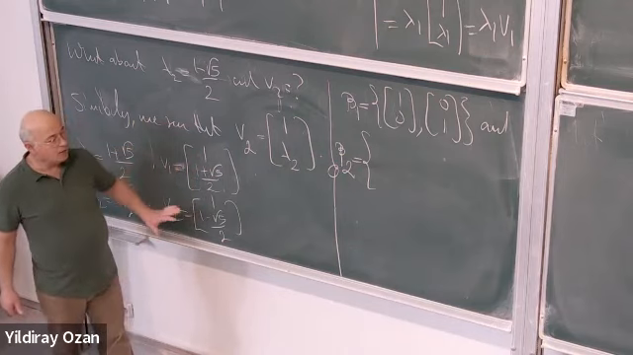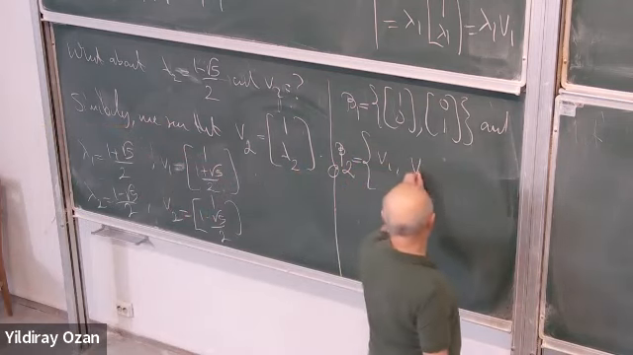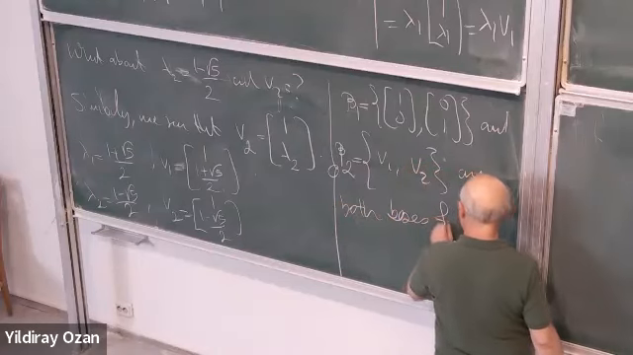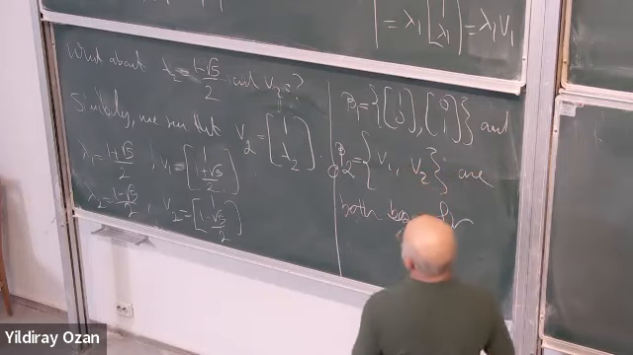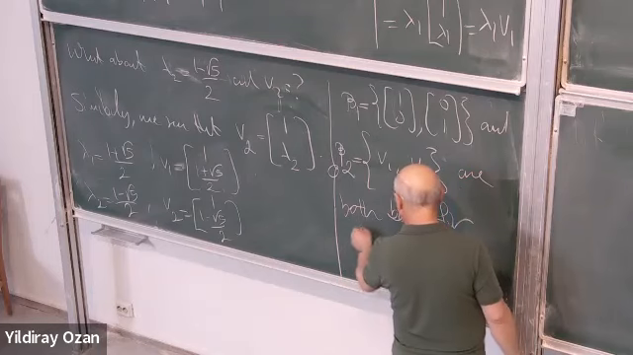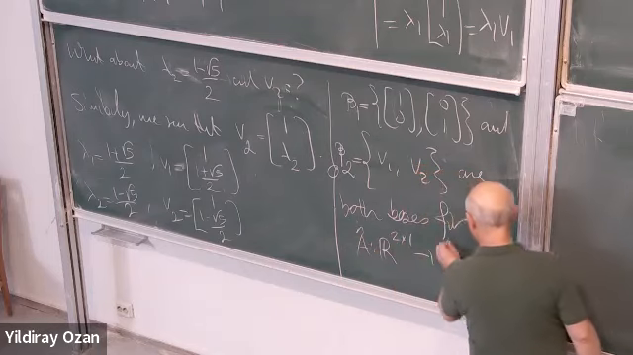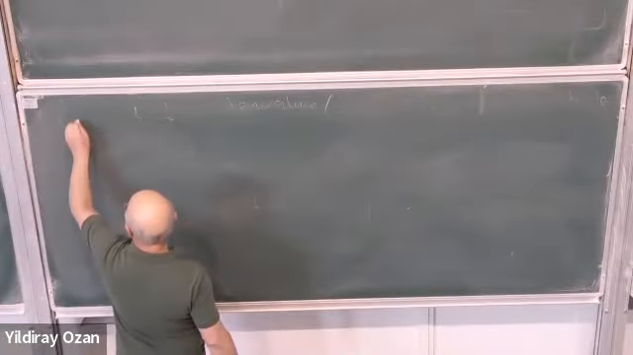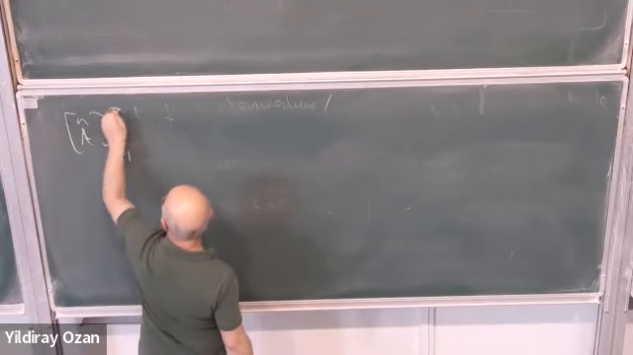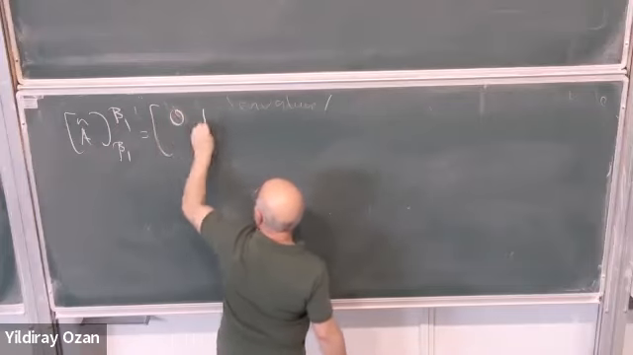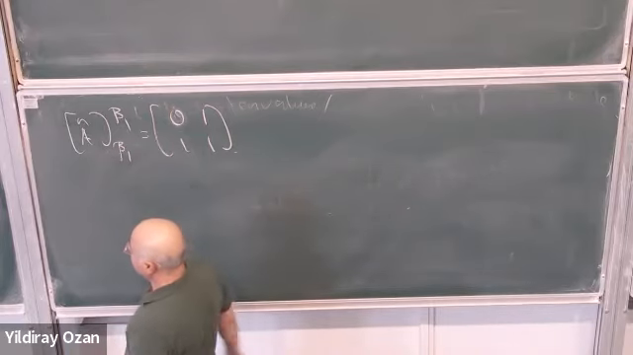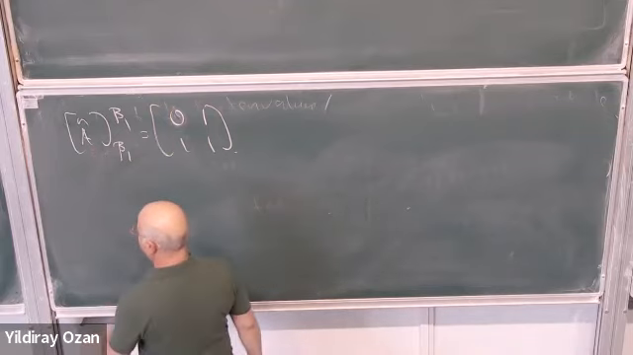So beta 1 and beta 2 are both bases for the same operator, the operator A hat. Okay, now the matrix representation of A hat in the basis beta 1 to beta 1 was this: 0, 1, 1, 1. What is the matrix representation of A hat in the basis beta 2?